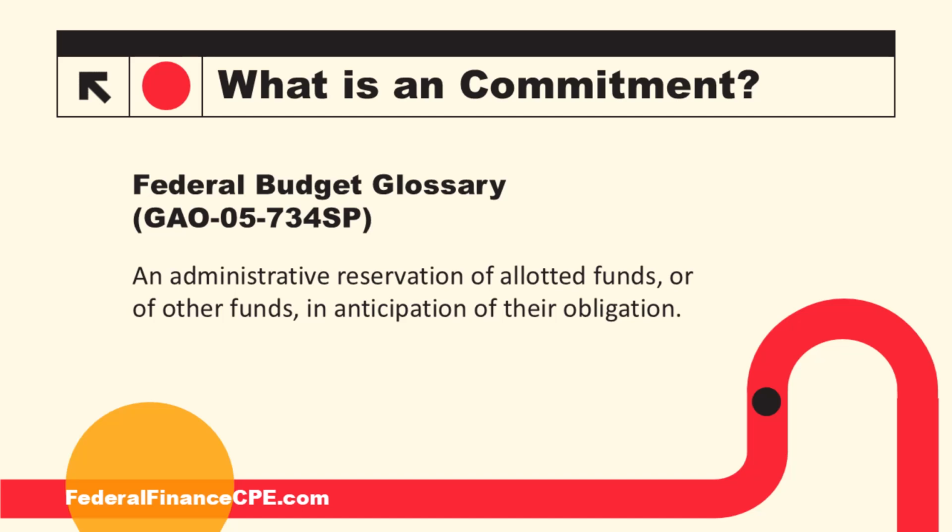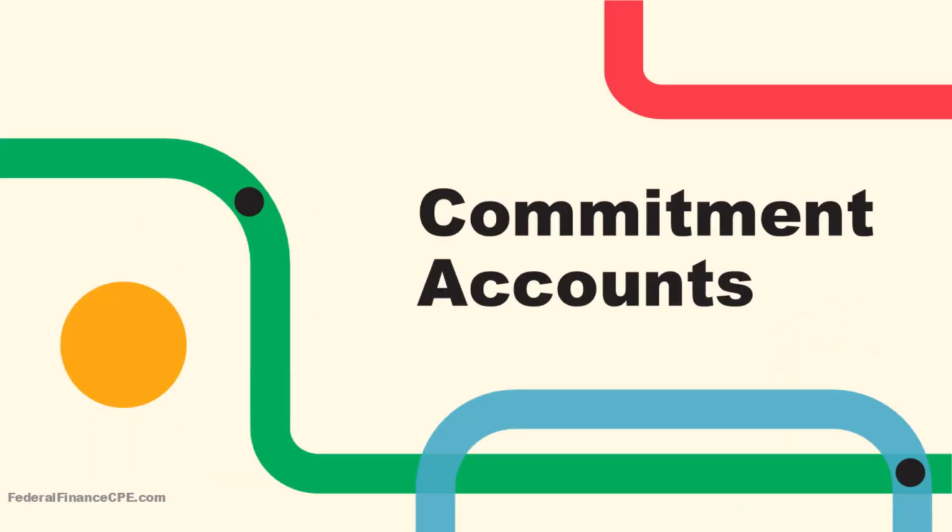A real-world example might be when your agency knows they need to buy new computers next quarter. You create a commitment for the estimated costs. Now, even though you haven't signed any contracts yet, it's commonly the first step of the procurement process where you start recording commitment accounts. Let's get familiar with the two main U.S. Standard General Ledger accounts used to track commitments.